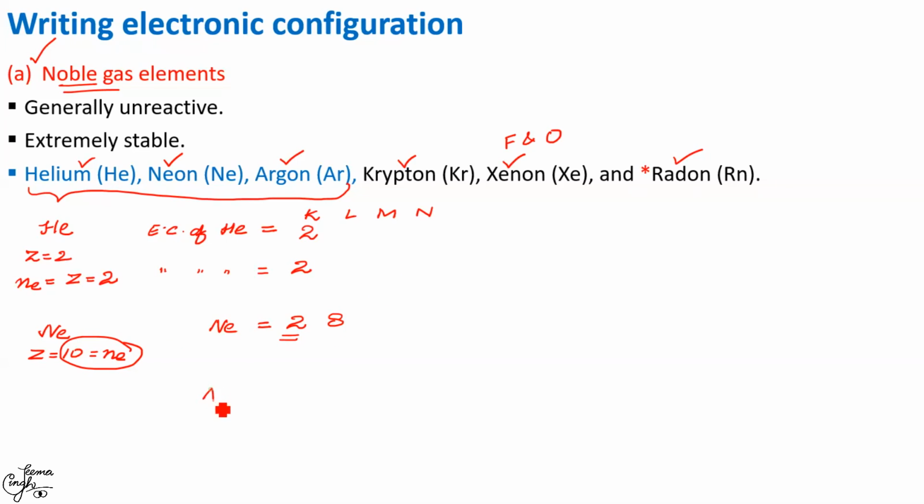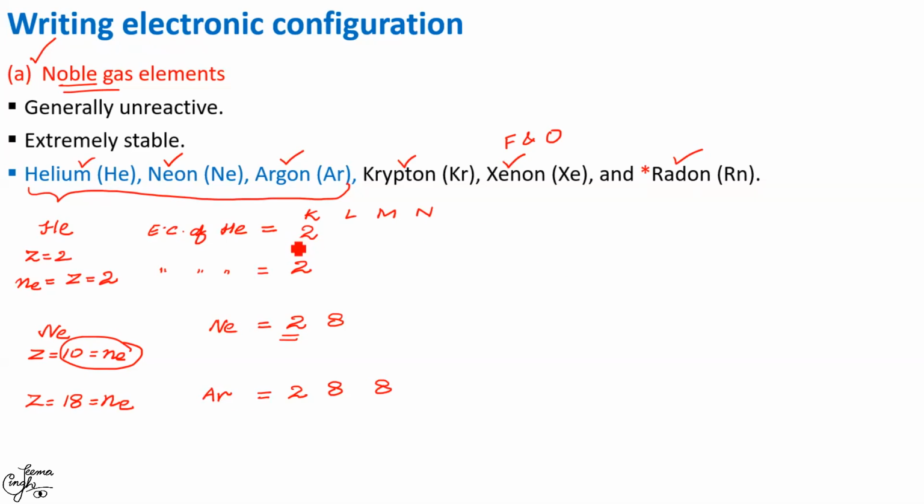The next noble gas element is argon, which has an atomic number of 18 and therefore the number of electrons is equal to 18. So the electronic configuration will be written as 2 in the K shell. The L shell can have a maximum of 8 electrons. The M shell can have a maximum of 2 into n square, that is 2 into 3 square, 18 electrons. Now we have 10 electrons already accommodated. The remaining 8 electrons move on to shell M. So the electronic configuration of argon is written as 2, 8, 8.